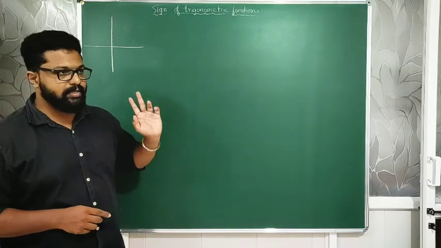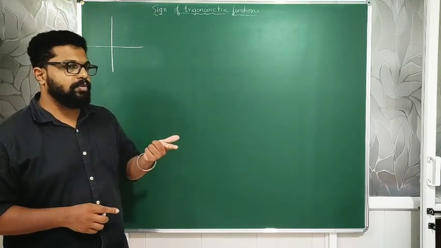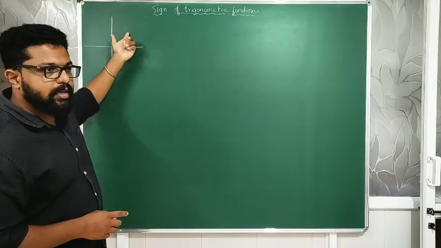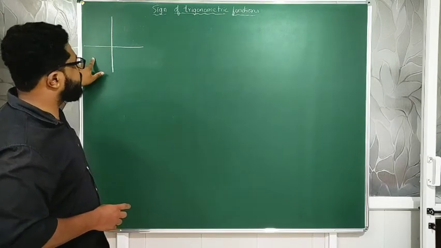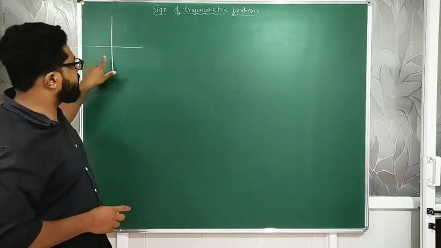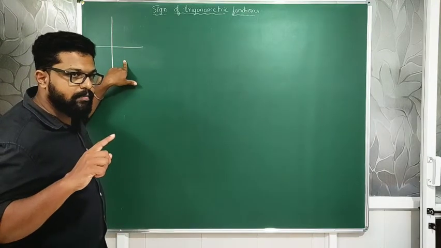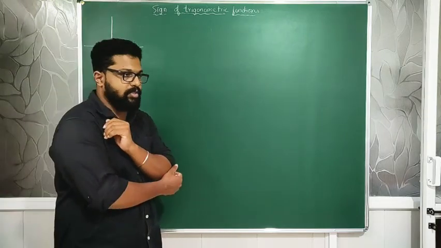You all have studied coordinate geometry in the 10th grade, correct? The signs of x and y, you know how they vary. In the first quadrant, x and y are both positive. Here x is negative, y is positive, and here both are negative. Here x is positive, y is negative. I hope you can recall. So based on that only, we will determine the trigonometric function ratios.